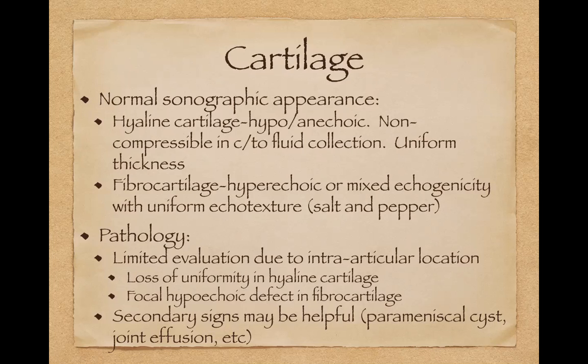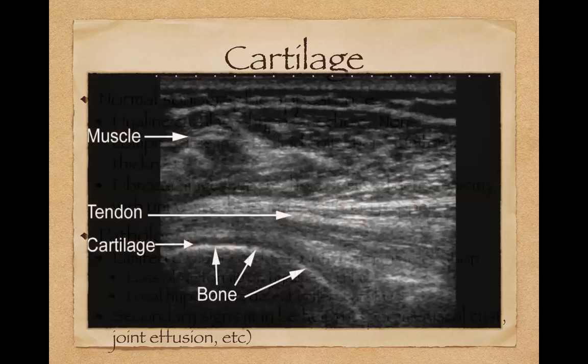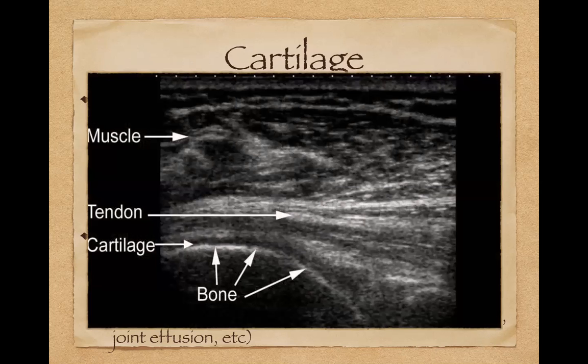With pathology, we typically have a limited evaluation of cartilage due to its intra-articular location. But you can see a loss of uniformity in hyaline cartilage or a focal hypoechoic defect in fibrocartilage. Looking for secondary signs may be more helpful, like a perimeniscal cyst or joint effusion. And here's a good picture of the normal structures, and you see the cartilage adjacent to the bone and deep to the tendon, nice and smooth.